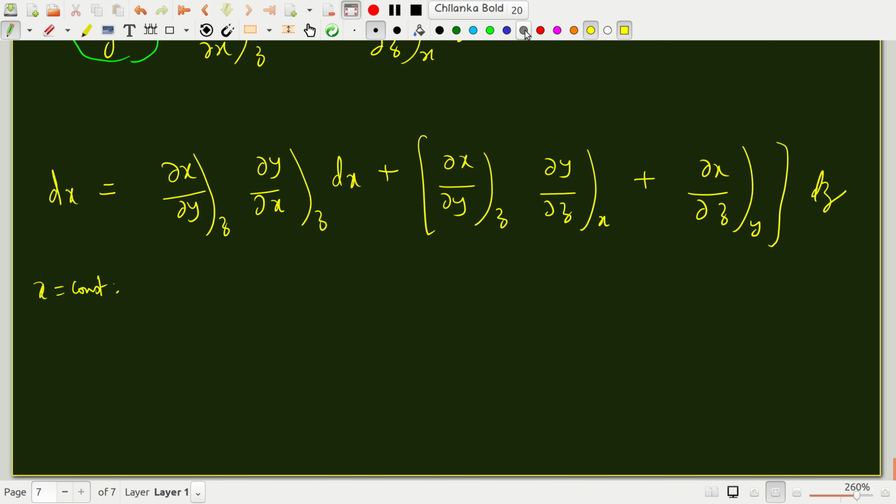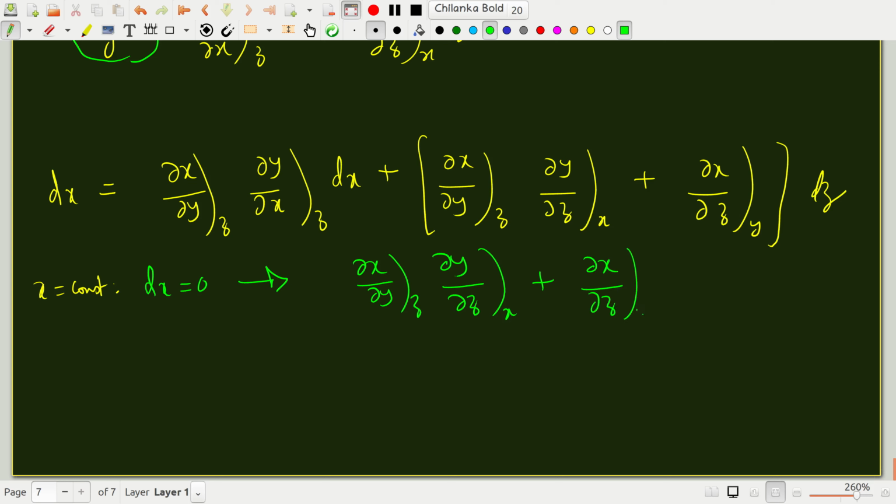Okay, now there are two results that one can get. Suppose I take x as constant. Okay, if I take x as constant, then dx is 0, that you all know. If dx is 0, then this is 0, this is 0. That means this term, which is the coefficient of dz, must be 0. So partial x partial y at constant z partial y partial z at constant x plus partial x partial z at constant y is 0. Or if I take this to the other side, partial x partial y at constant z partial y partial z at constant x is minus partial x partial z at constant y.